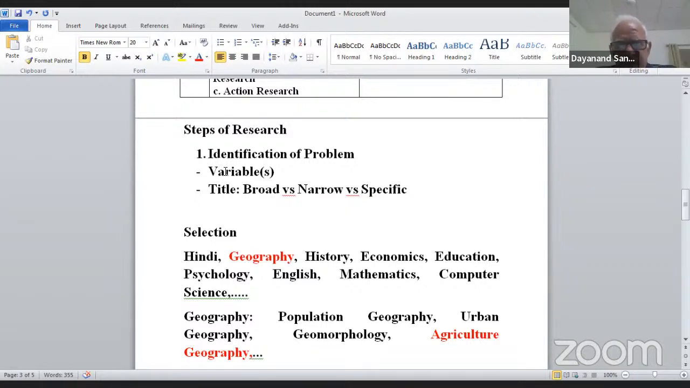Once you have a title, you might have seen in Shodh Ganga, the titles of the researches are there because the complete thesis is uploaded. You can see the quality of the research in geography. When you read the title of a research, sometimes you find the title is not appropriate, and sometimes you find it is appropriate. You should know why you are saying it is appropriate and why not.